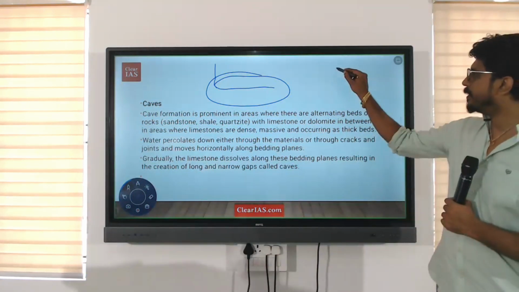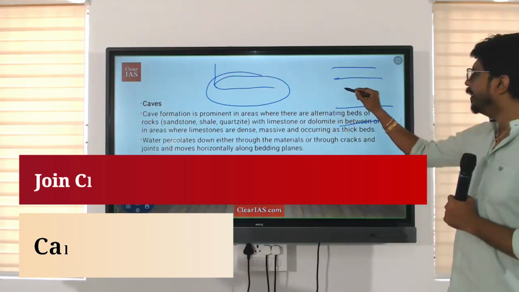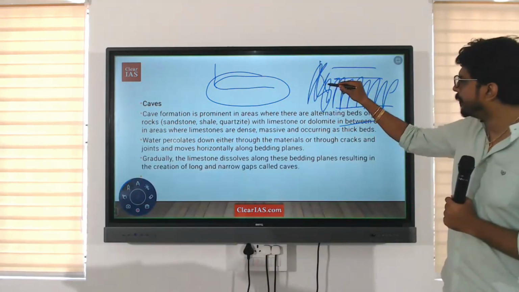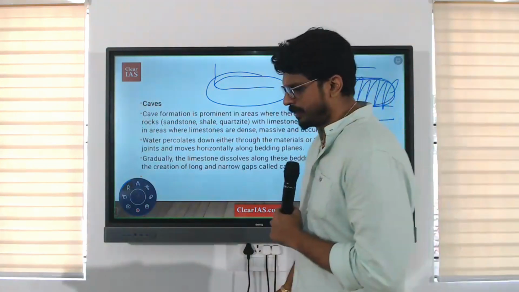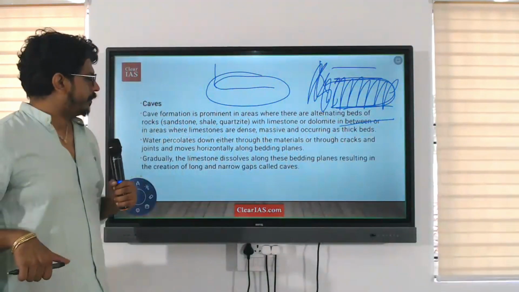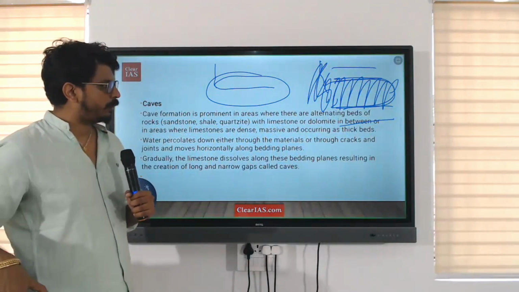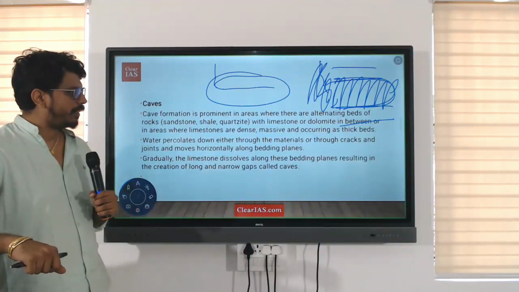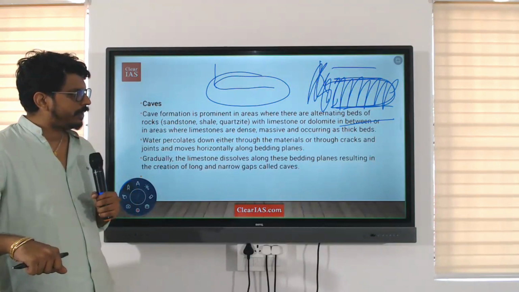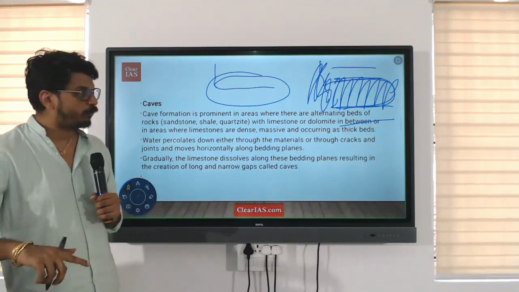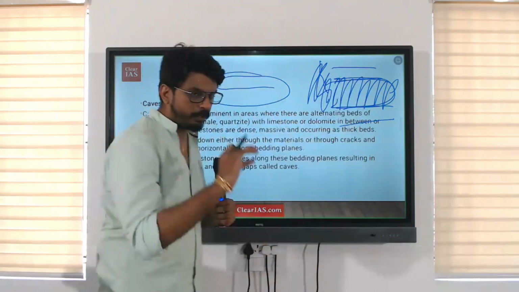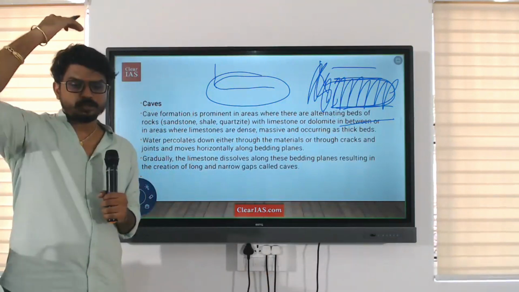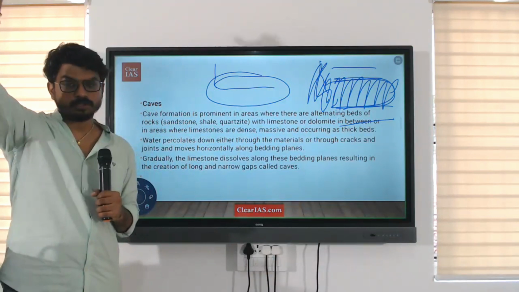See everybody, if there is hard rock on top and hard rock on bottom, and then there is limestone in between, water will enter from here and it can make a cave in this part. Sandstone, shale, and quartzite with limestone or dolomite in between, or in areas where limestones are dense, massive, and occurring as thick beds. Very thick. To form a cave, it should be a thick bed. It cannot be very thin. It should be a big area where a cave can be formed. And these caves can be at least 2 times taller than me, so 12 feet also, such big caves.